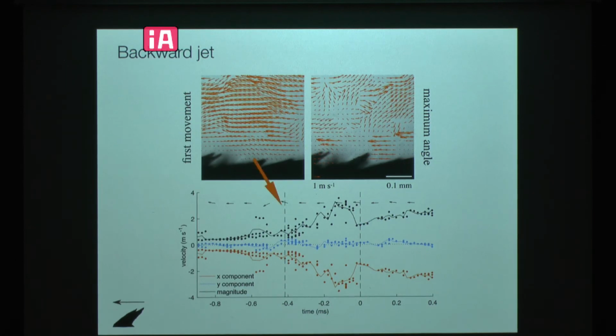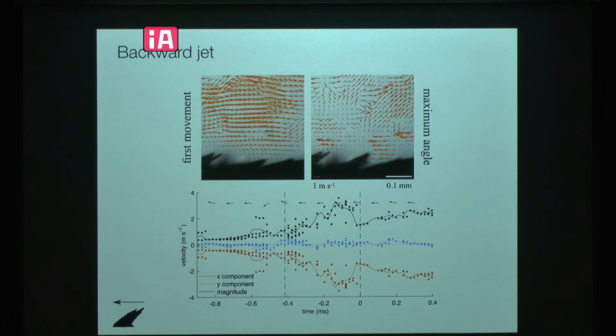And the plot below is velocities over time, and the first dashed line refers to the first scale movement, and the second refers to the maximum angle. We're looking at the components of velocity here. In orange is the horizontal or x velocity, in blue is the vertical velocity, and in black is the velocity magnitude. But if you don't want to look at that, there are also arrows here that show you the direction of the flow.